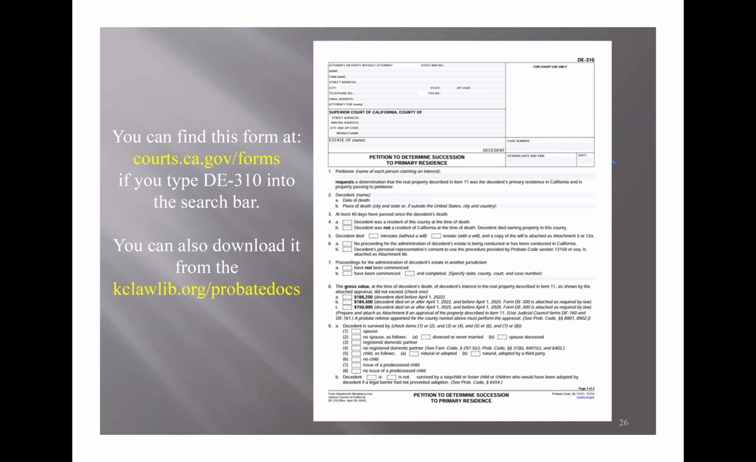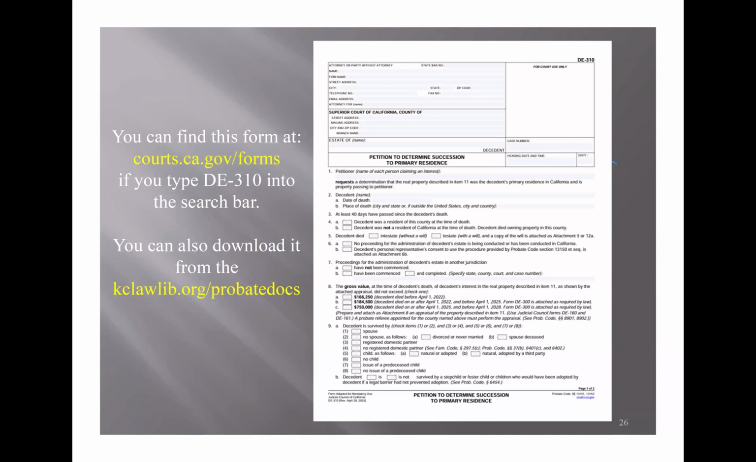And so then we'll start with number 1. The petitioner, that is the person or persons who are inheriting the property. Okay, so you list all of them who are inheriting the property, and you put the decedent's name, the date of death, and the place where they died, city and state. And you're telling the court it's at least 40 days after the death.